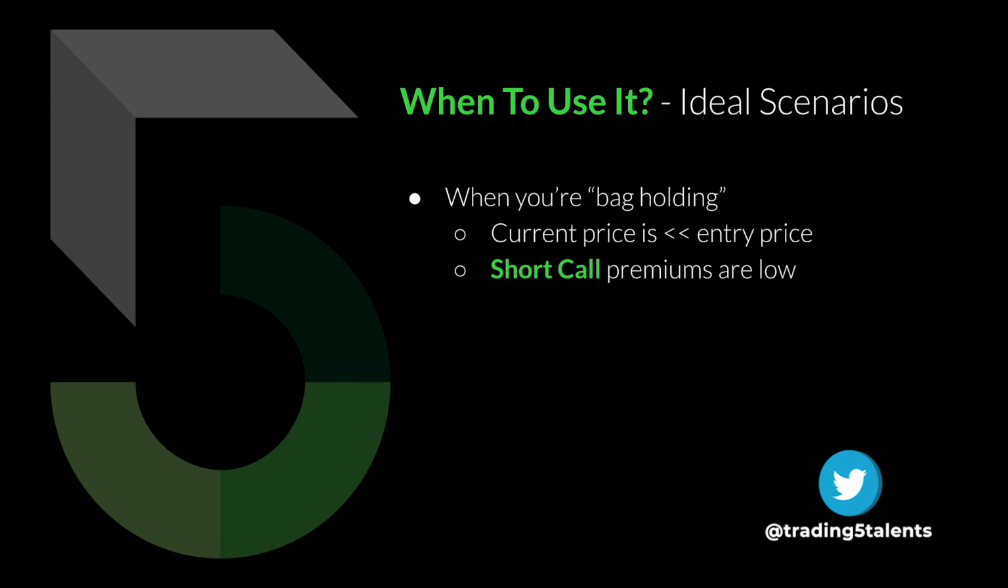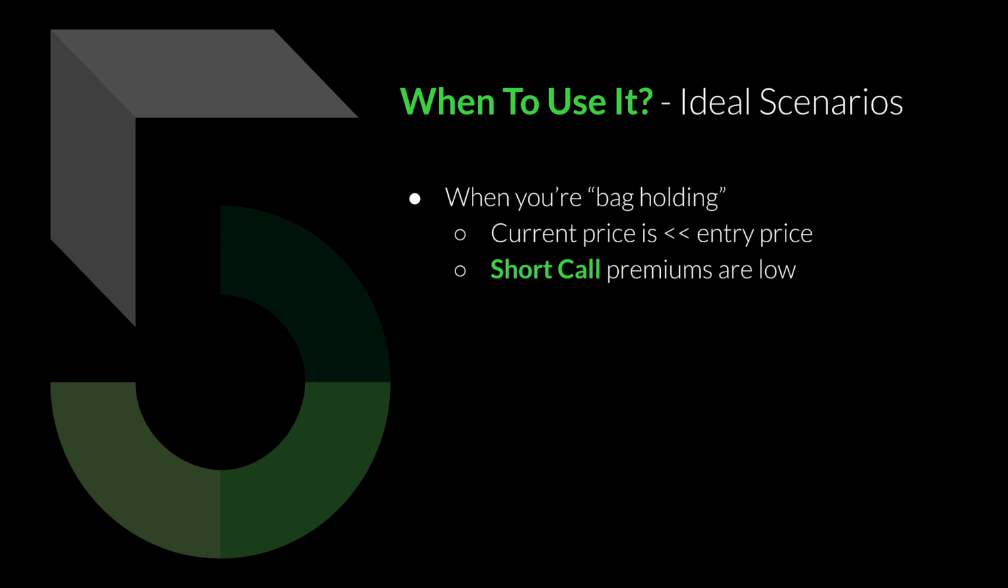When you're bag holding as well, when the current price of the stock is way below your entry price, you're going to find that the short call premiums at your entry price are going to be very low. So if you got in, let's say at $22 with MARA, if you tried to sell a covered call at $22 and the stock is only trading at $11, they might not even have, first of all, the strike at $22. And secondly, if they did, it's going to be extremely low. So you can sell a call that is below your entry price and risk getting assigned lower, which I've done before.